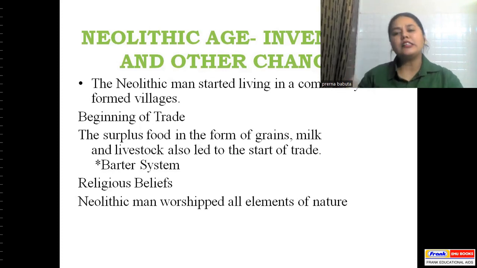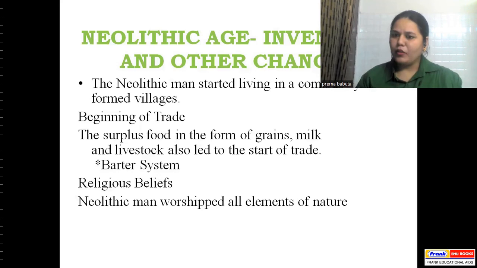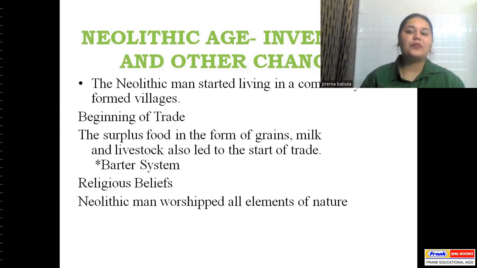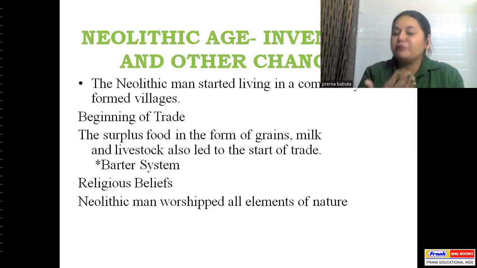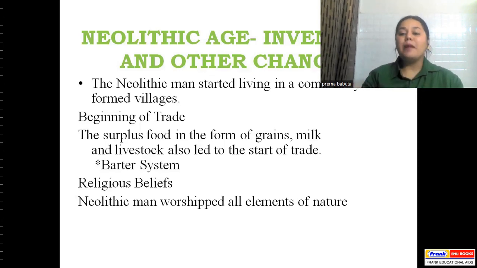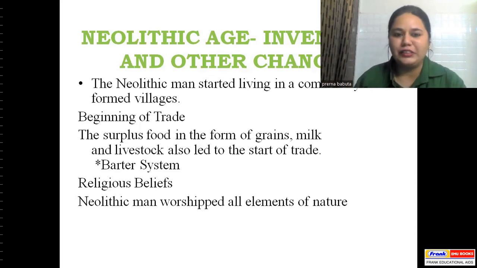So why was this barter system used? Anyone can tell me? Any guesses why the barter system was there? Because there was no money. In the absence of money, there was no concept of currency. Two parties of common interest met and exchanged commodities, right?